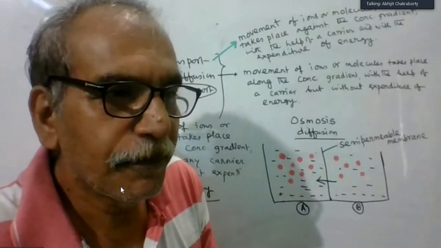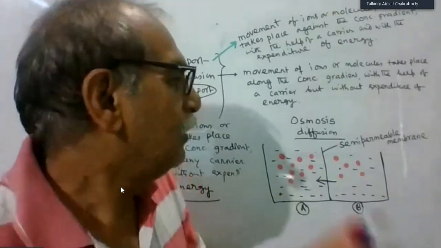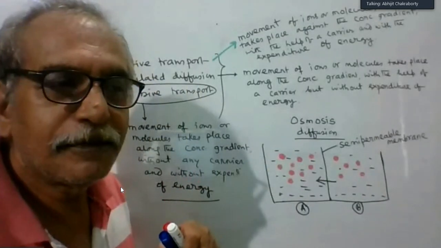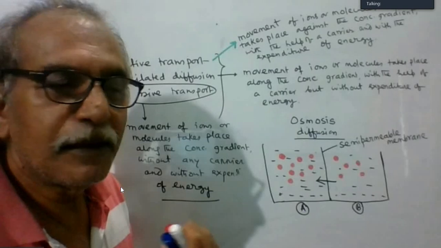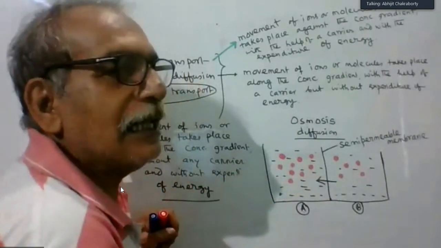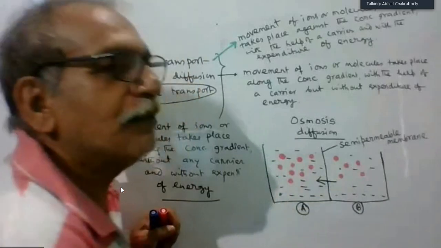Yes, sir. So where there is more solute means less diffusion pressure. That's why the movement of solvent takes place from a region where there is less solute towards the region where there is more solute.